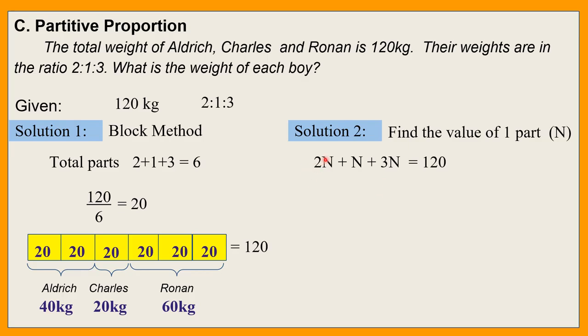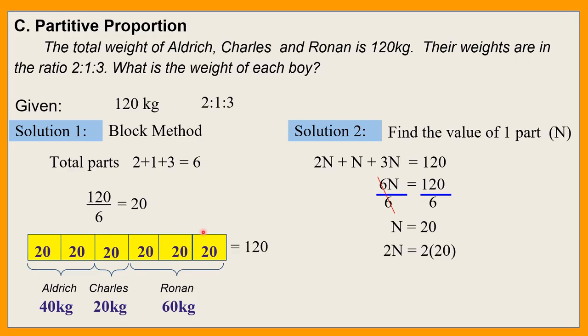And, pag i-add mo tong tatlo, dito sa baba ang sagot niyan. So, this is now 2 plus 1 plus 3, that is 6. So, 6n equals 120. Okay? And then, para mawala yung 6, divide natin by 6, and then cancel. So, n therefore is equal to 20. So, 1 part is 20.